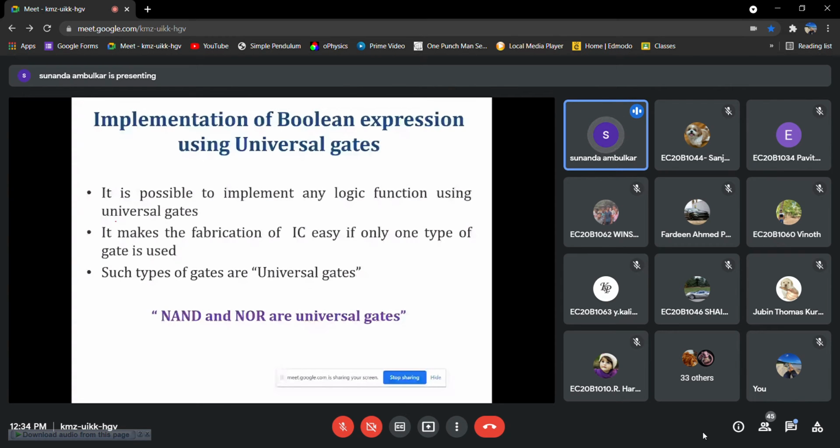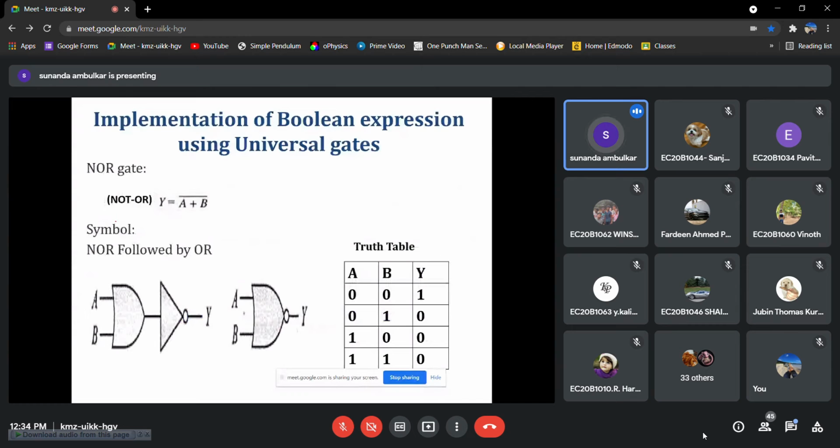So we'll see. First is the NOR gate. What is the NOR gate? You know the OR. When the NOT is used after the OR, this will make the NOR gate. NOT of OR is called the NOR. Okay, so this is not a NOR, it is NOT followed by OR that is called the NOR.